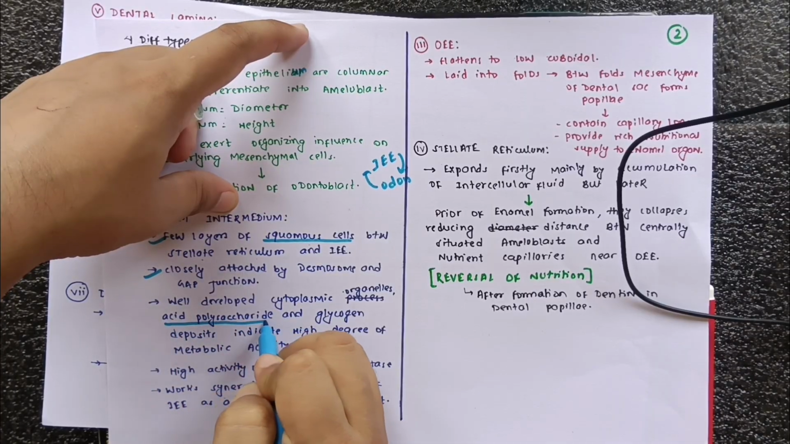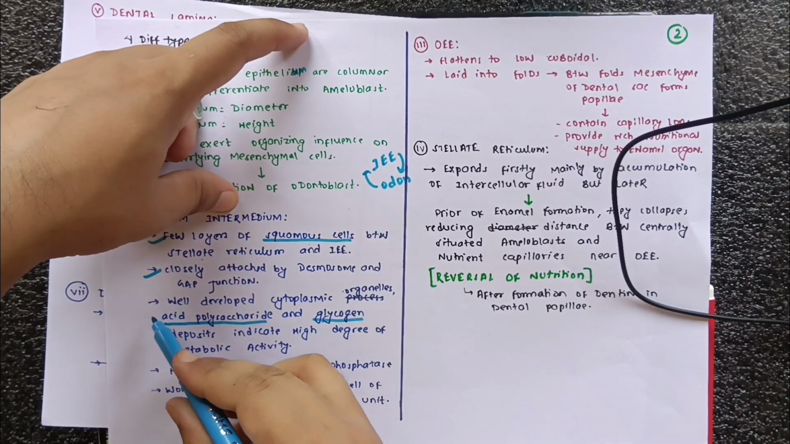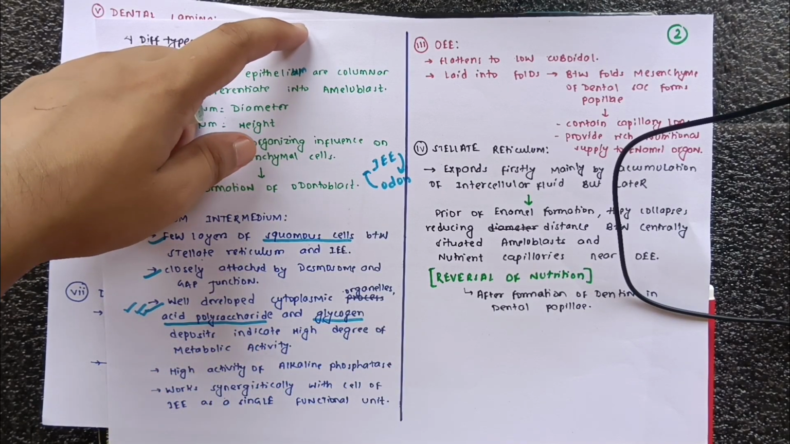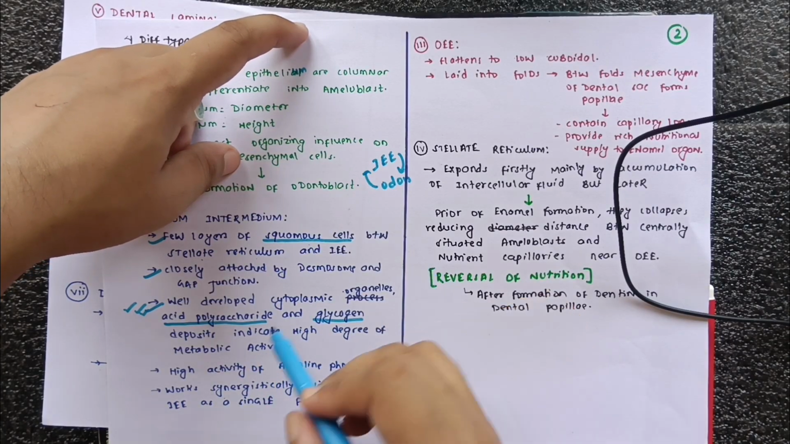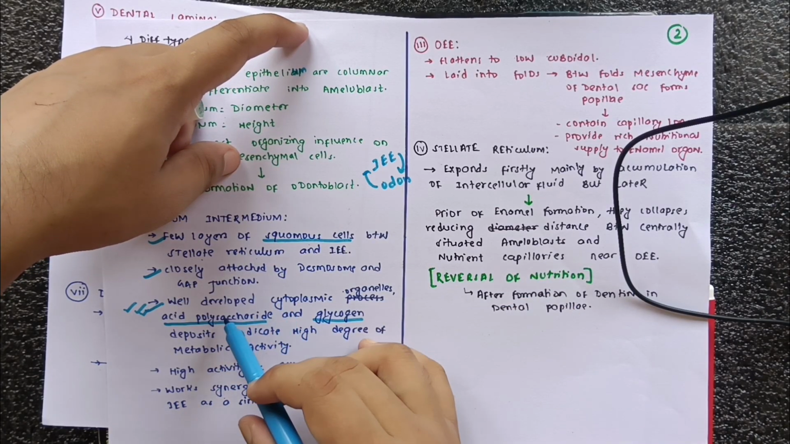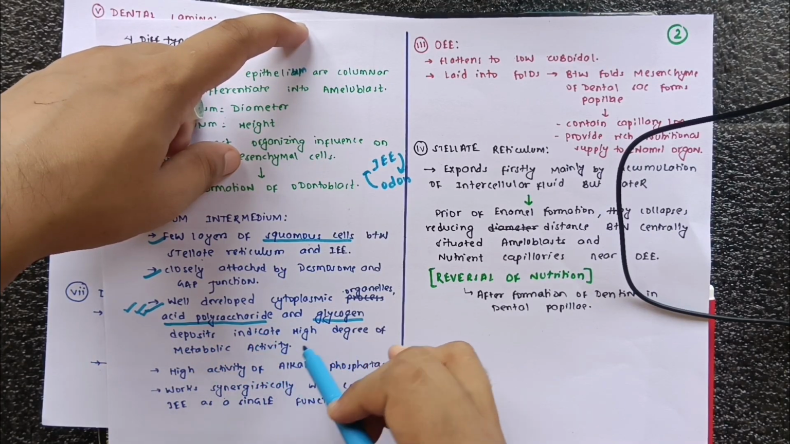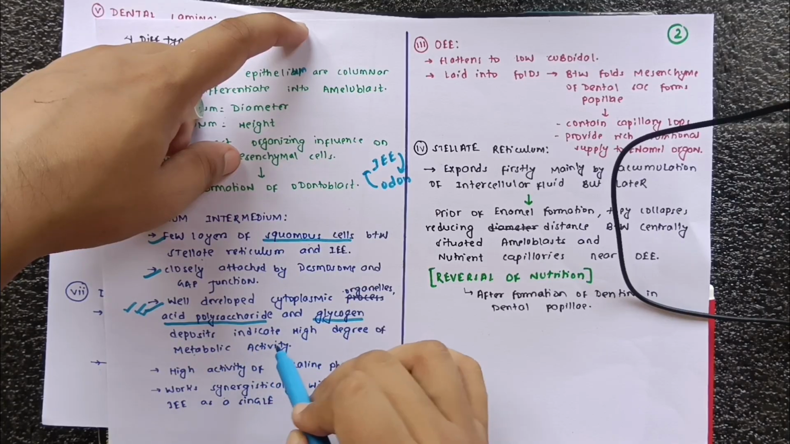This is important to understand here. Glycogen deposits indicate a high degree of metabolic activity. This is a very important point you should remember about the stratum intermedium: it is made of metabolically active cells. It has well developed cytoplasmic organelles. Similarly, acid polysaccharides are present there, and glycogen deposits are present in those cells, which makes them metabolically active.